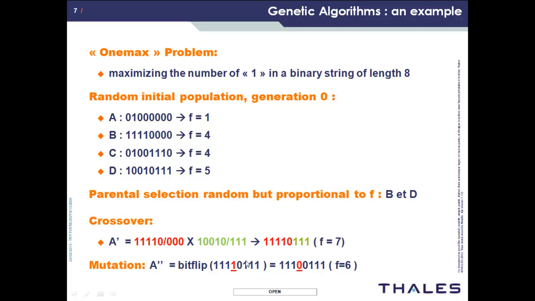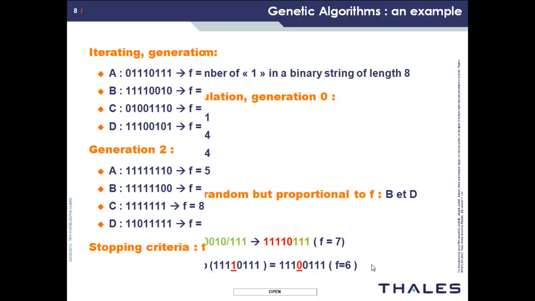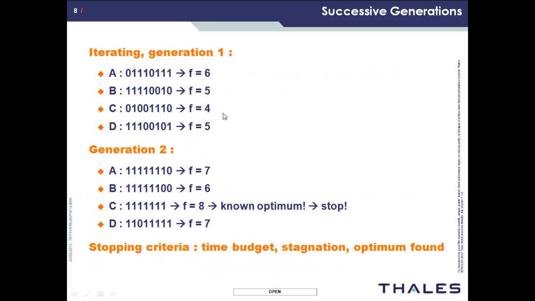Then you have the random mutation step, which consists in randomly picking a locus in the chromosome, here for example, and flipping the value. As it's a random process, the fitness value doesn't always increase. As we can see here, it has gone down. This process is iterated. We produce 4 new individuals. That's the new population, the first generation, with fitness values that already have increased on average.